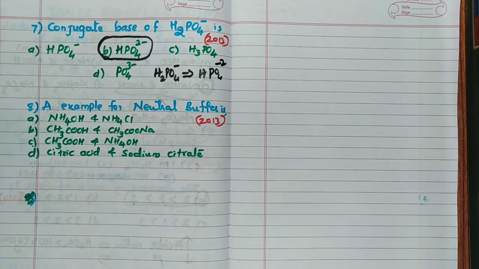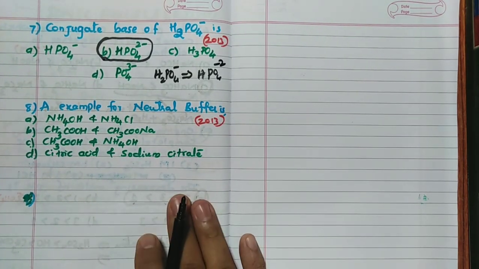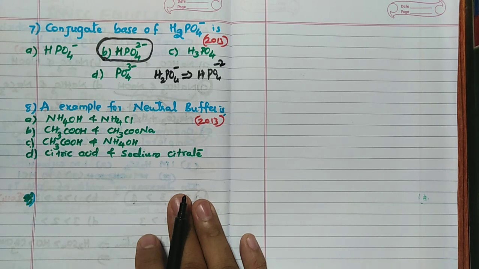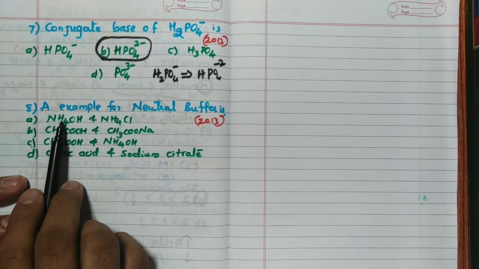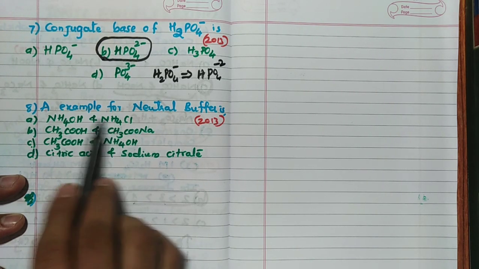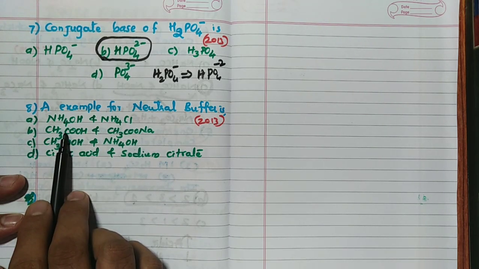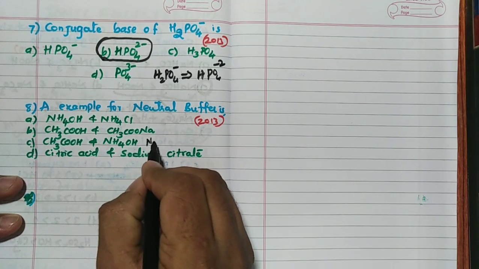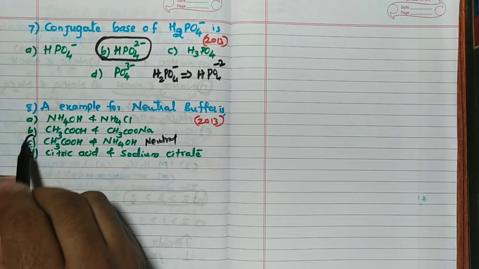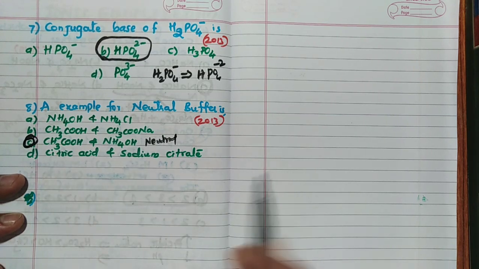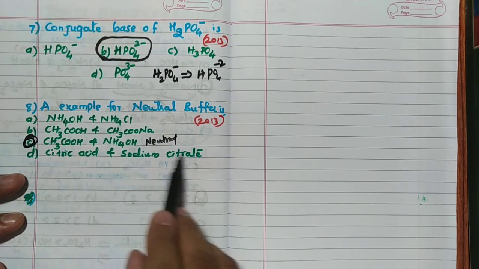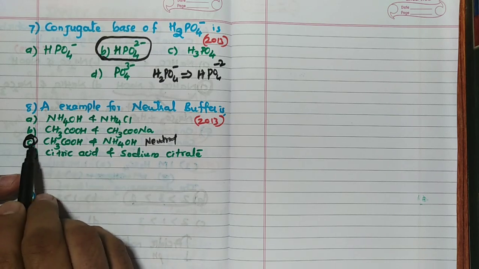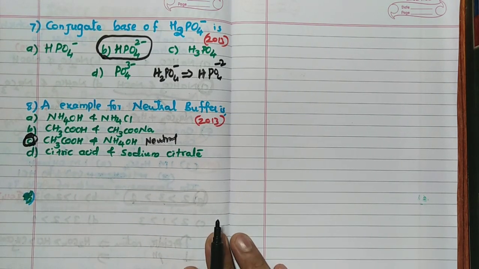Now, last one: example for neutral buffer. Remember, the neutral buffer is the one which is made up of a weak acid and a weak base. A weak base with its salt with a strong acid is a basic buffer. A weak acid with its salt with a strong base is an acidic buffer. But this is the one which is a neutral buffer. So the answer for this is C. Citric acid and sodium citrate: weak acid with its salt with a strong base, so this is also an acidic buffer. So the answer is C here for neutral buffer.